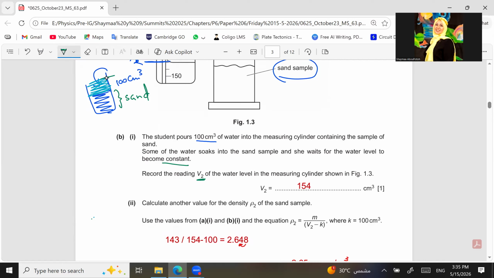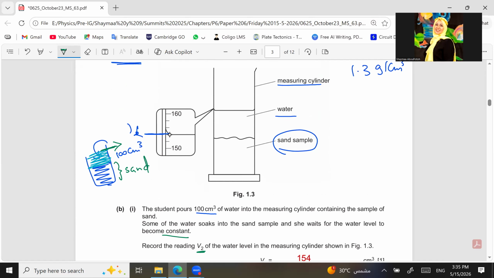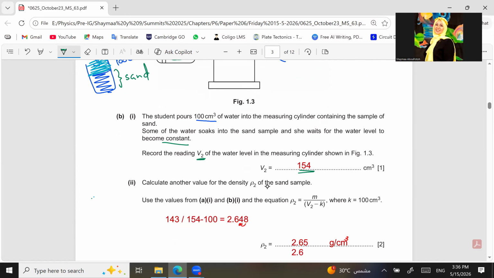Now I can take the reading of the volume of the water. As you see, this is the level of the water. This is 150 and then this is 160. It means each division will be 2: 152, 154, 156, and so on. How can I calculate the scale? 160 minus 150 will be 10. 10 divided by how many divisions do we have? We have 5, so each one will be 2. Okay, so now it will be 154.